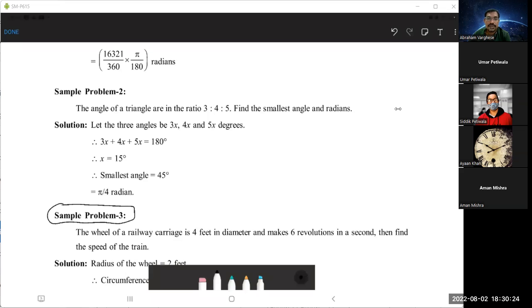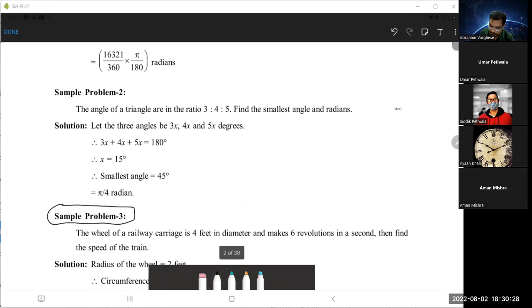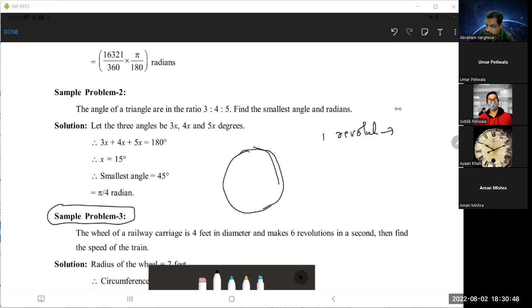Okay, now see. So what is the total distance? How do you find that one? Because it is a wheel, it means it is a circle in shape, right? Therefore, the total length, when it makes one revolution, the total distance covered is the circumference of the wheel. So for one revolution, it will cover one circumference of the wheel.